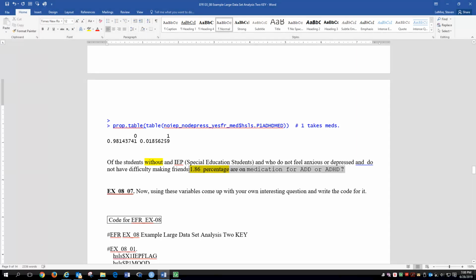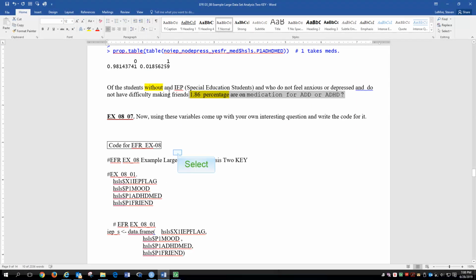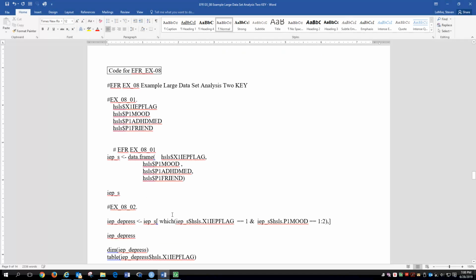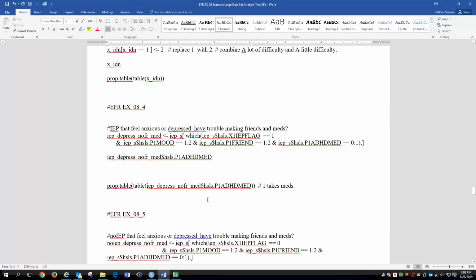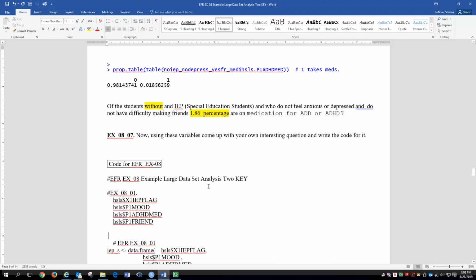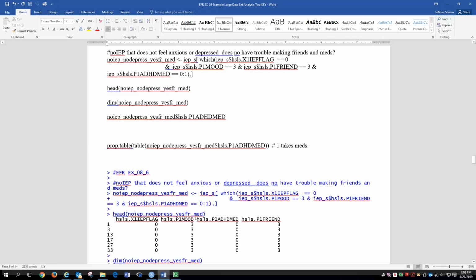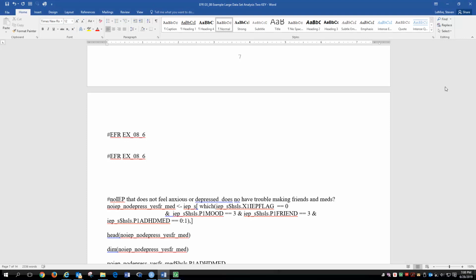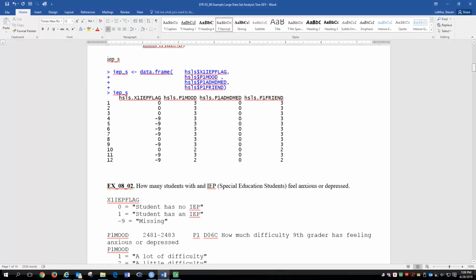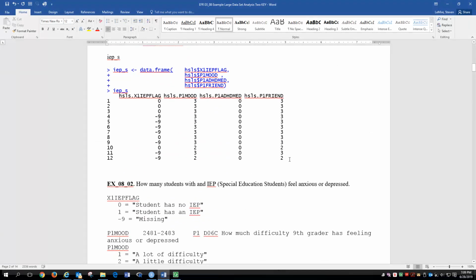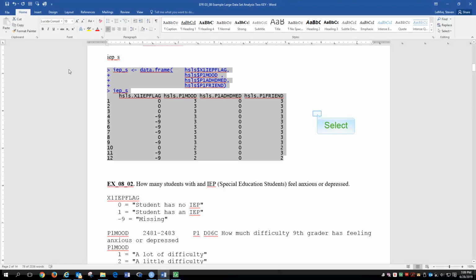Now, number 7, I say now using the variables, come up with your own interesting question and write the code for it. Okay, so using these variables, come up with your own question. Okay, and that's it for this assignment. Now, please upload it in Word, just similar to what I'm doing here. When you're uploading it in R, I'm not seeing the output. And what I'd like to do is when you run it, I'd like to see a little output like this. You don't have to bring pages and pages, but just a sample of the output when you run it. Okay, thank you so much.